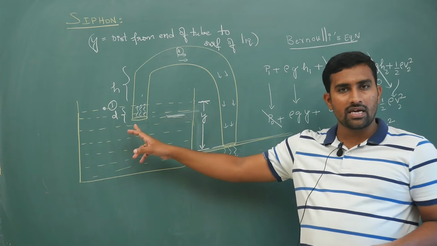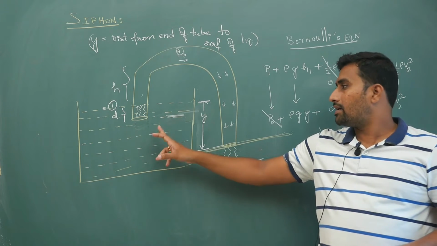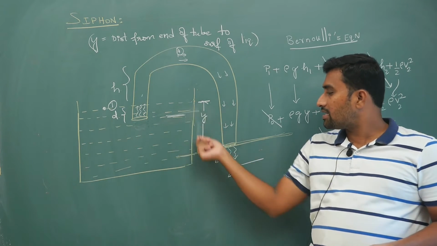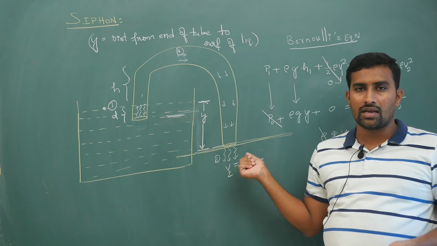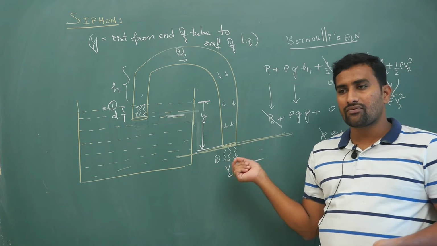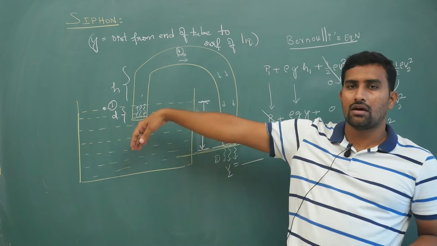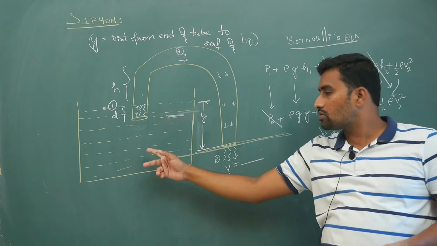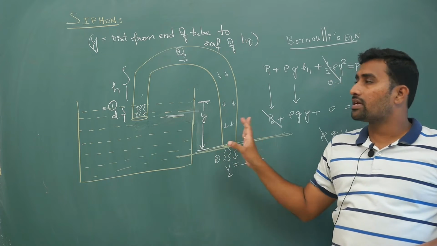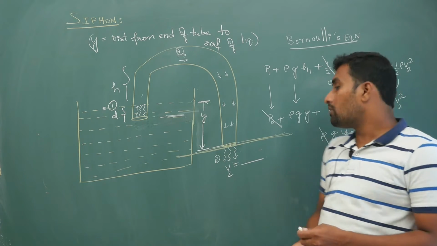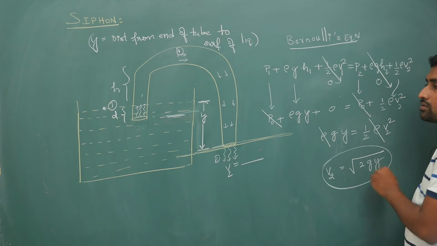This end must be inside the liquid. Another thing is that when the height becomes equal to this horizontal level, the liquid will not keep flowing further. Otherwise, it doesn't matter how much the height is, as long as it is close enough, the liquid will keep flowing like this. Now here your V2 is under root 2gy.